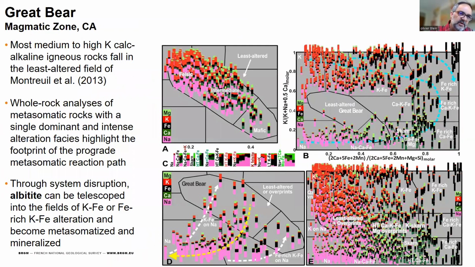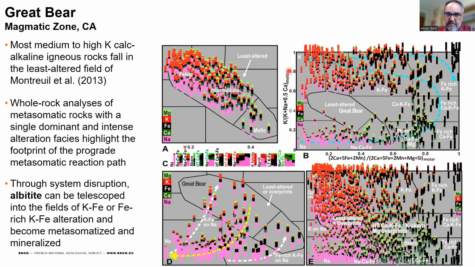Our first example is the Great Bear Magmatic Zone in Canada, which is characterized by high temperature hydrothermal alteration. In the diagram here, we put all the data from the Great Bear Magmatic Zone. Here in A, most medium to high potassic alkaline igneous rocks fall in the field of least altered rocks.